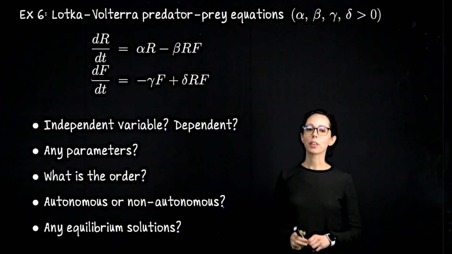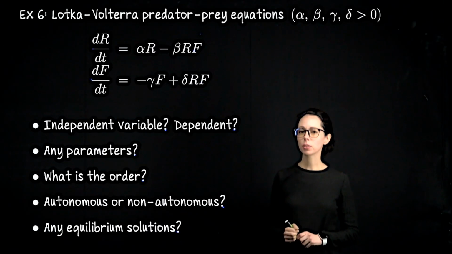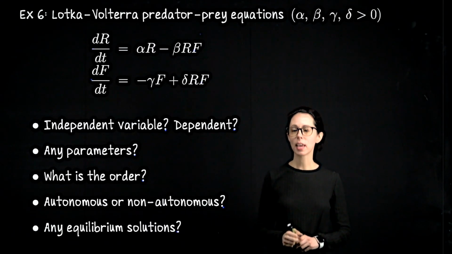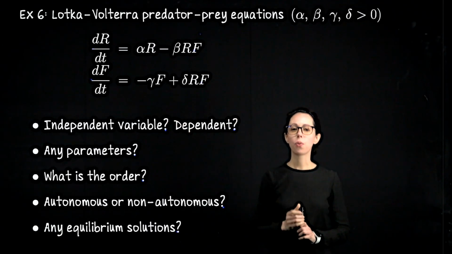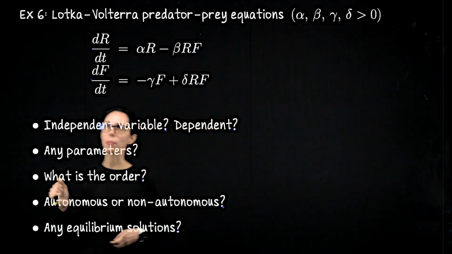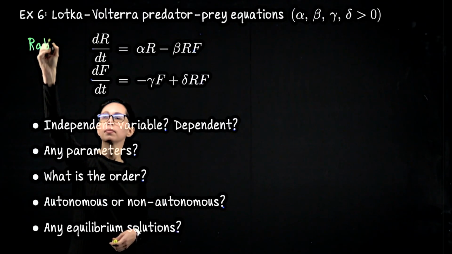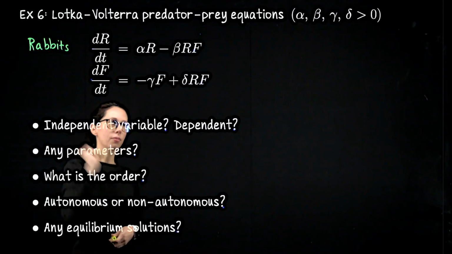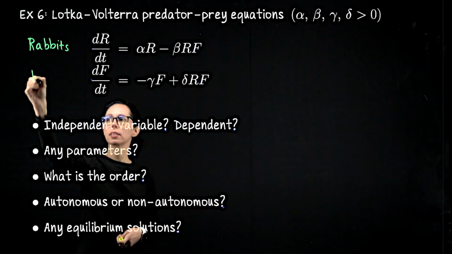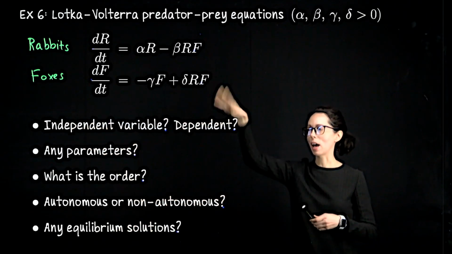Let's end this lesson by looking at a slightly different situation. So this is the Lotka-Volterra predator-prey equations. It's two equations for a predator-prey system. So here, R represents the prey. You could think of this as rabbits. And F represents the predator. You could think of that as foxes. That helps you distinguish between these two lines.